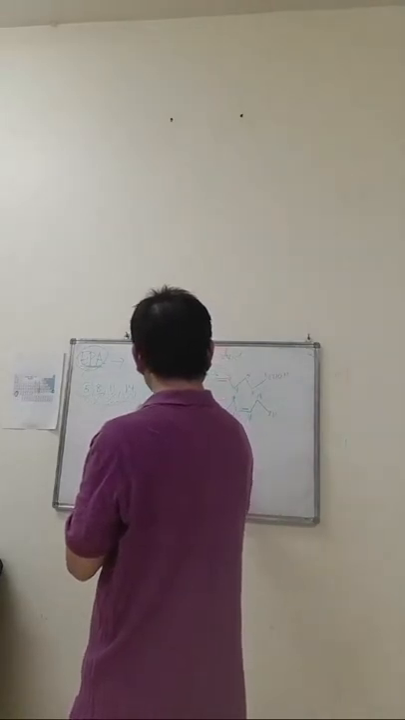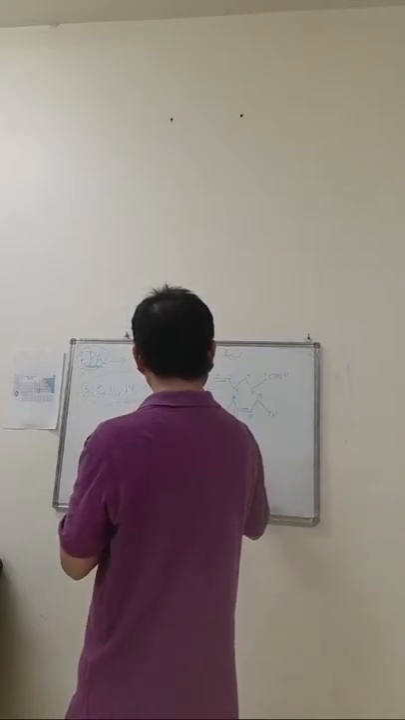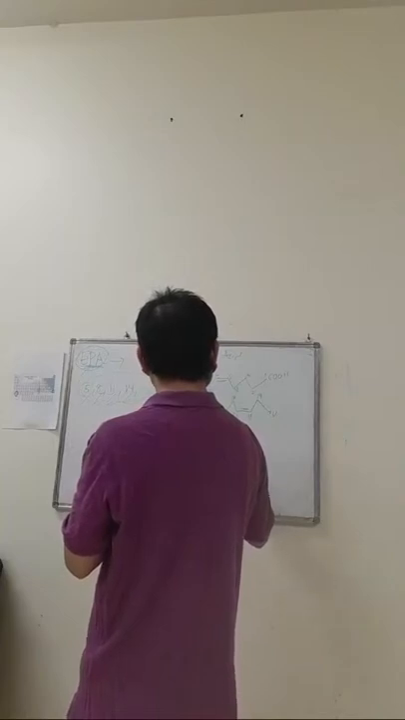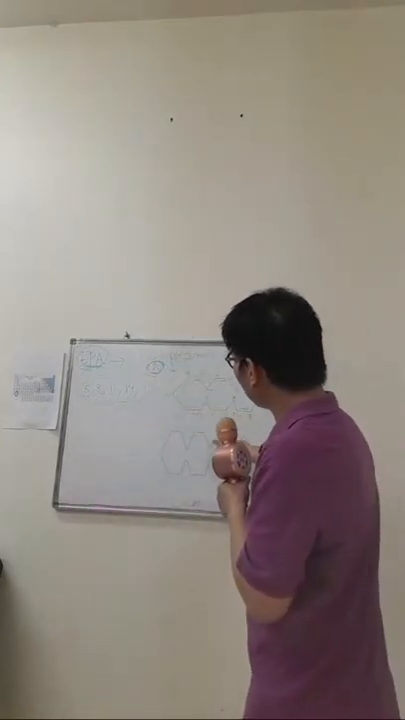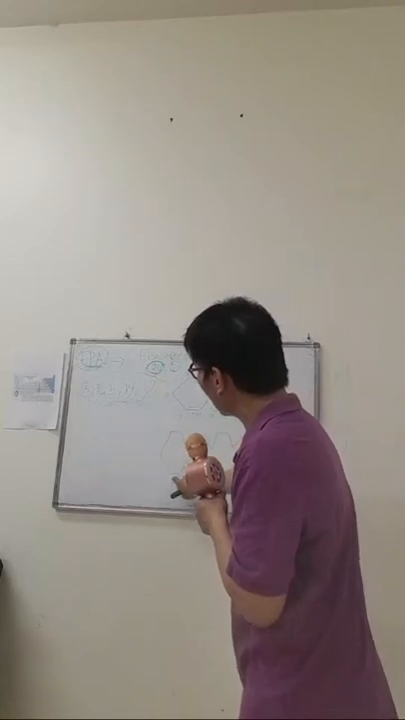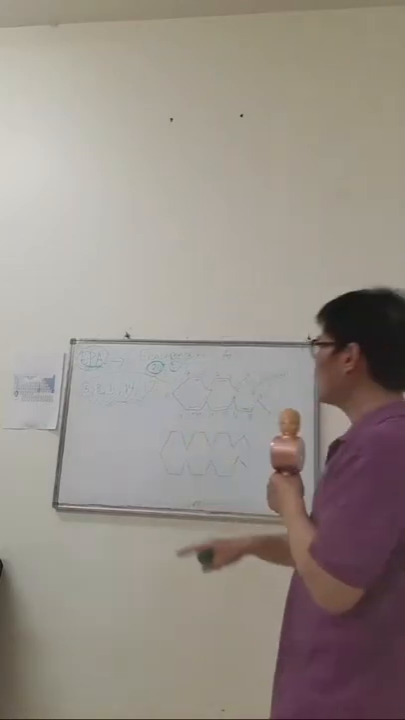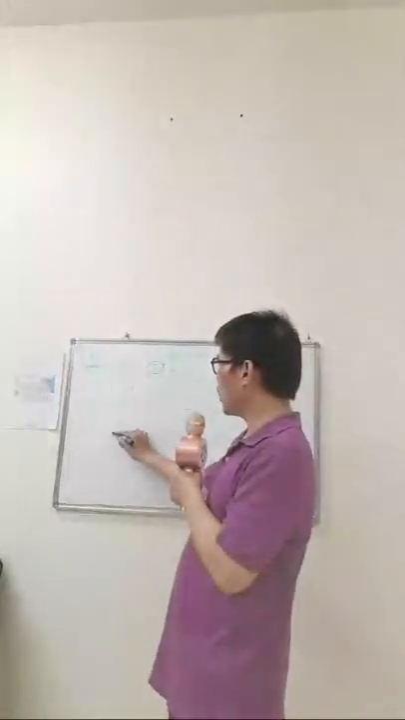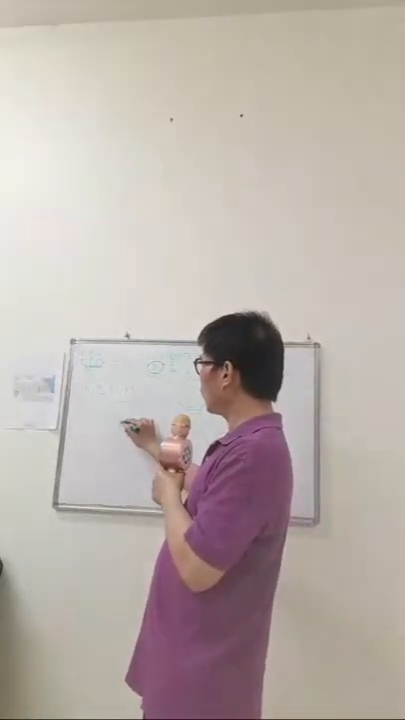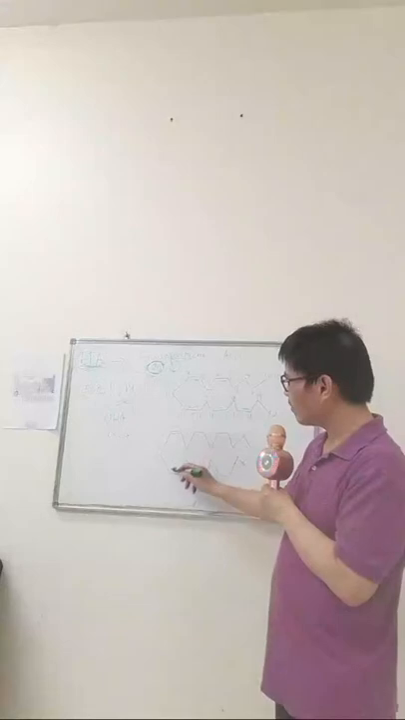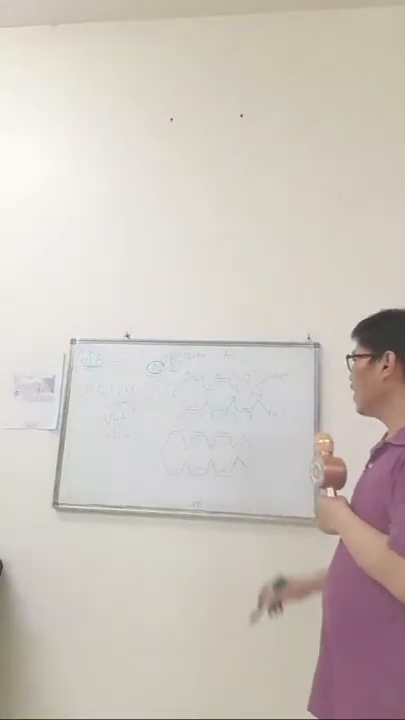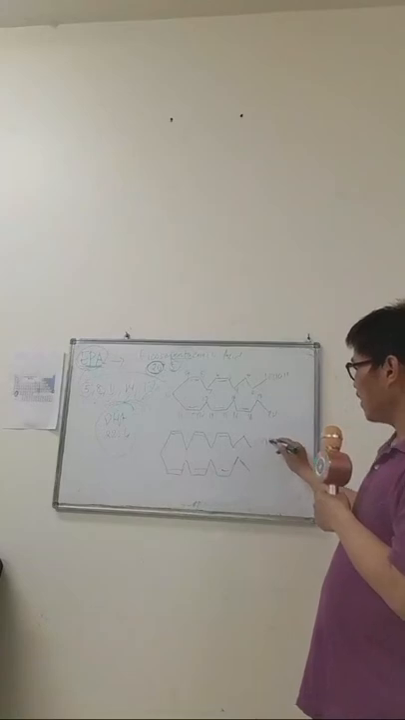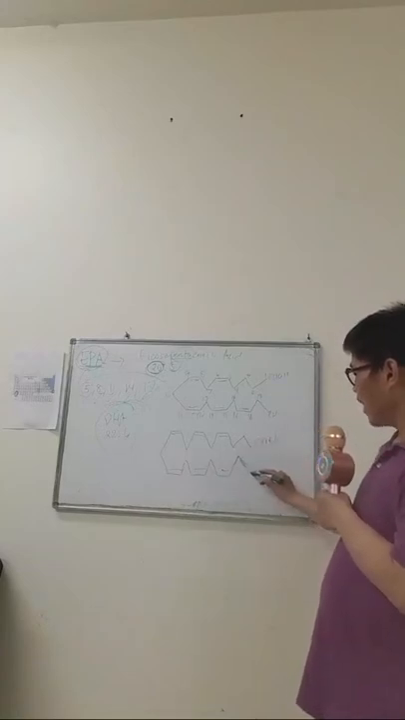1, 2, 3, 4, 5, 6. 6 double bonds. 1, 2, 3, 4, 5, 6, 7, 8, 9, 10, 11, 12, 13, 14, 15, 16, 17, 18, 19, 20, 21, 22. This is 22 carbons with 6 double bonds, the DHA. So, the double bond will be at the top and the bottom. We need to count. Like that, and the COOH will be here.